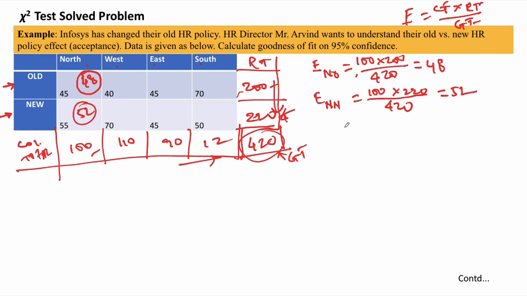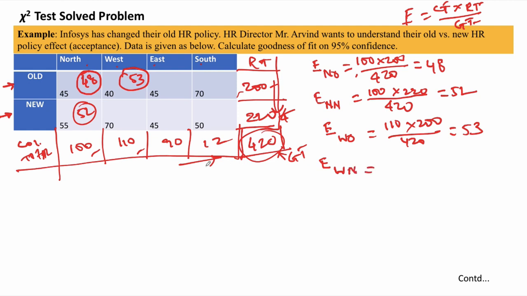Similarly, the expected value of, let's say, west old. West old means this one. I want to calculate against this observed value: 110 is the column total multiplied by 200, the row total, divided by 420, the gross total. So it is coming to 53. That means the expected value is 53. Similarly, the expected value of west new, that means this one, will be 110, the column total, multiplied by the row total 220, divided by 420, which is nothing but 57.